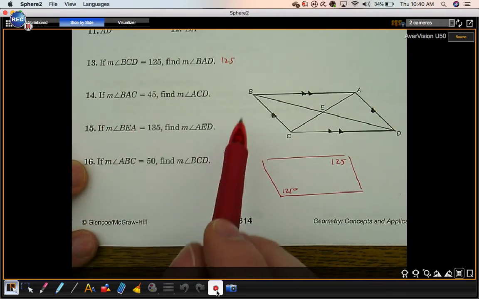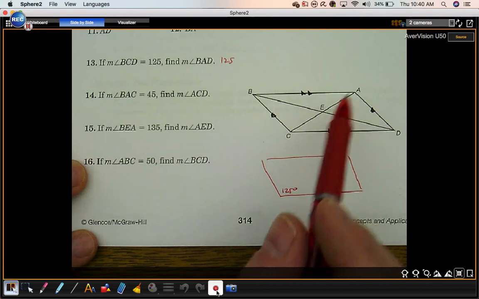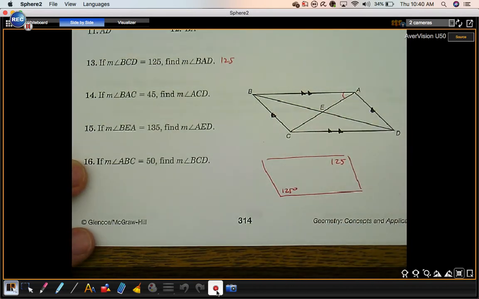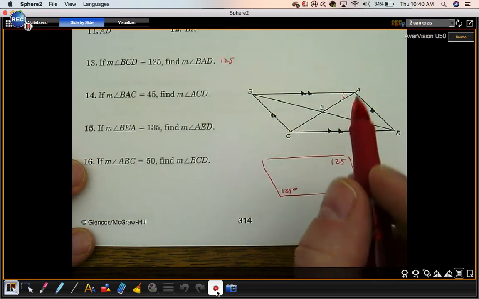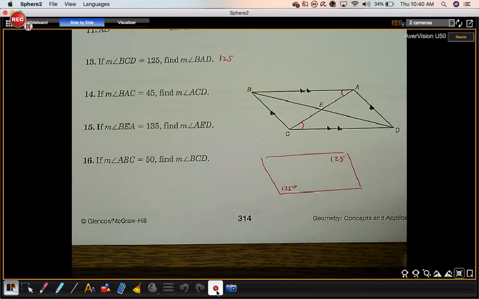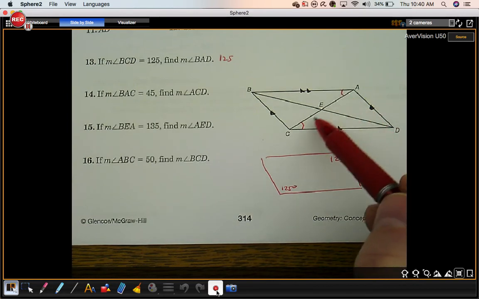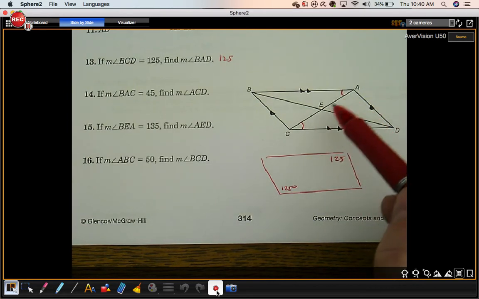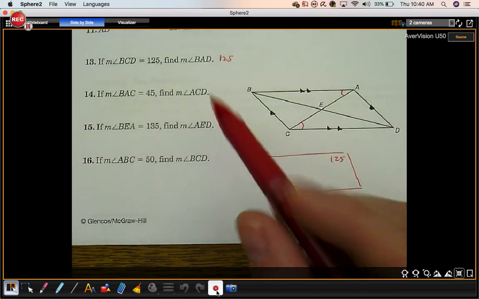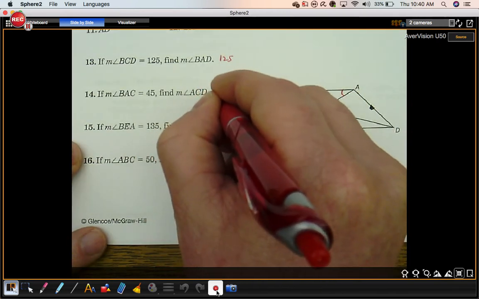Number 14. Measure of angle BAC is 45. That's this one. Find the measure of angle ACD. Angle ACD is this one. I didn't do that on accident. These are alternate interior angles. They're always going to be the same when you have parallel lines. So the measure of angle ACD is 45 as well.